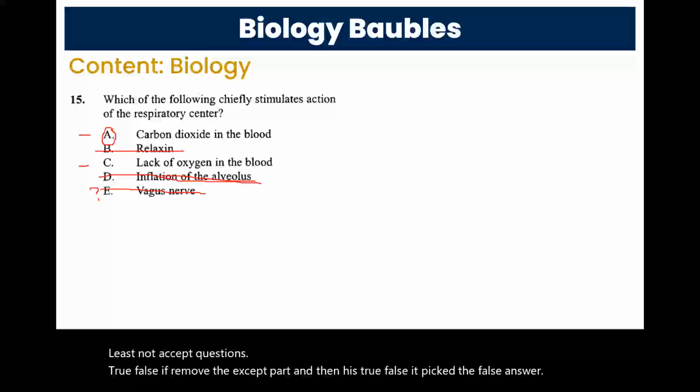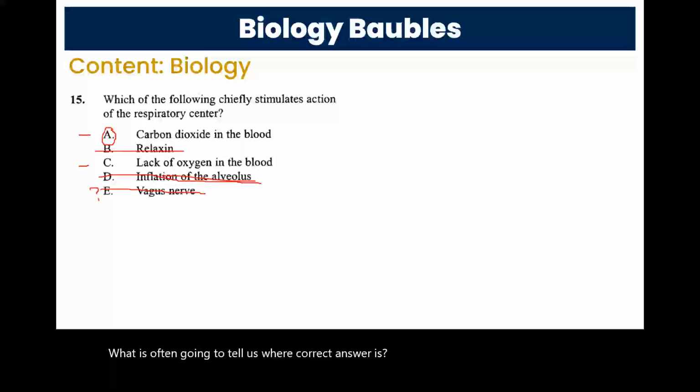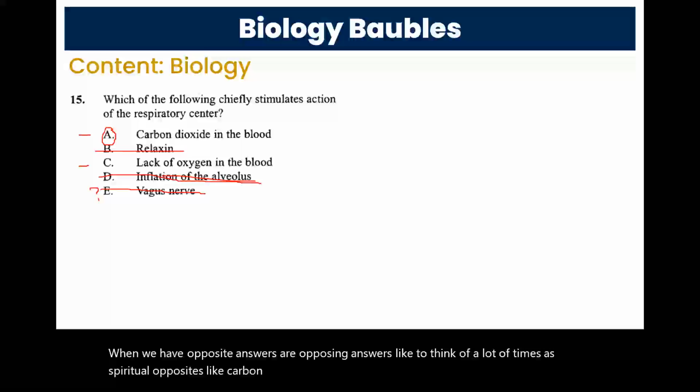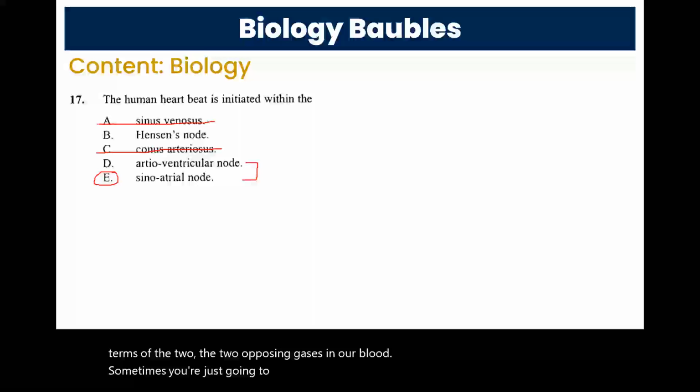What is often going to tell us where our correct answer is? When we have opposite or opposing answers. I like to think of them a lot of times as spiritual opposites. Like carbon dioxide in the blood and lack of oxygen in the blood, they're technically the same answer, but they're opposites in spirit because they're talking about the two opposing gases in our blood. Sometimes you're just going to have to know facts, and that's going to happen too.